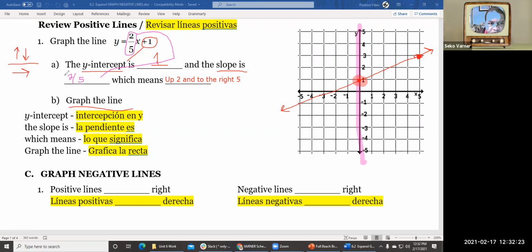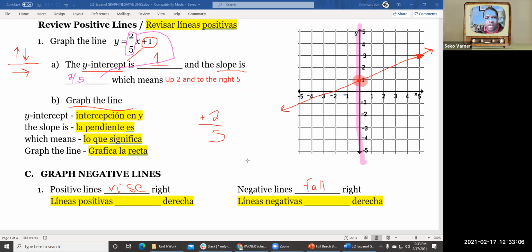Why do we know it's positive? Because the 2 is positive. But once again, if it was a negative 2 over 5, then from this point we would go down 2 and over 5. But this is a positive 2 over 5. So we went up 2 over 5. Okay. Positive lines rise right, and negative lines fall right. So let me show you exactly what I mean.